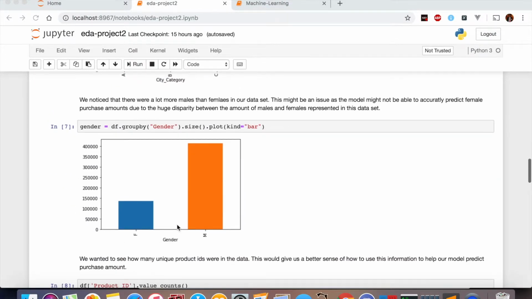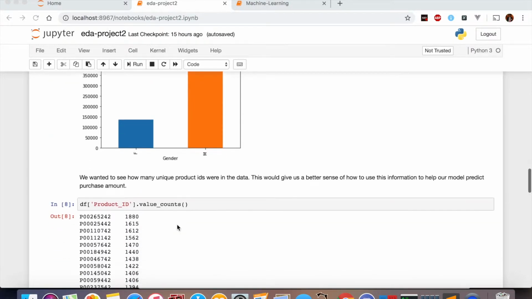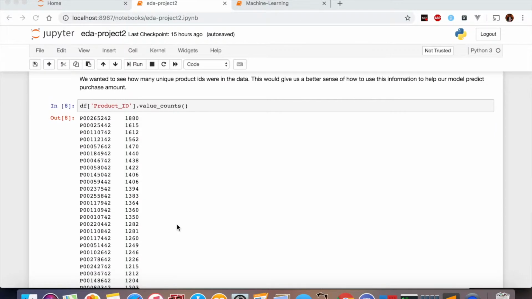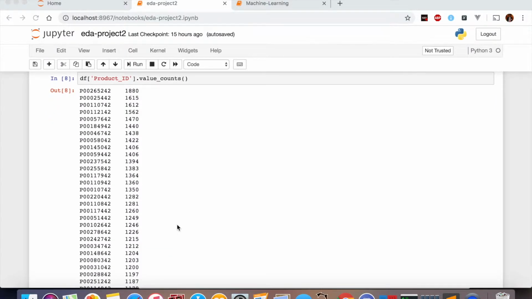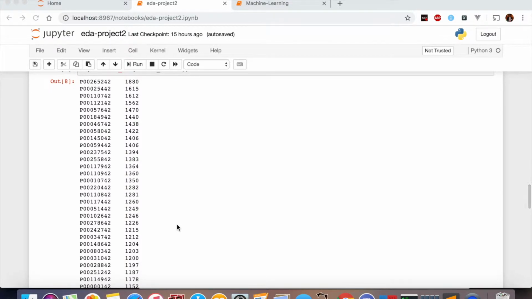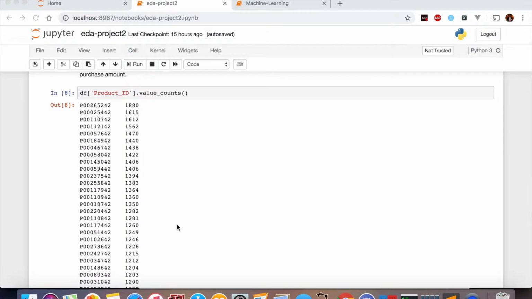Next, we looked at gender, and we saw that there were a lot more males than females, but if we wanted to make the data set more even between the two, we would be losing a lot of data points, and we decided not to do this. Then we looked at product ID. At first, we thought product ID would be unique, but that was not the case. A lot of the same products were being sold, and we wanted to get an idea of how many of these there were, and whether it would be worth splitting them up into more columns.